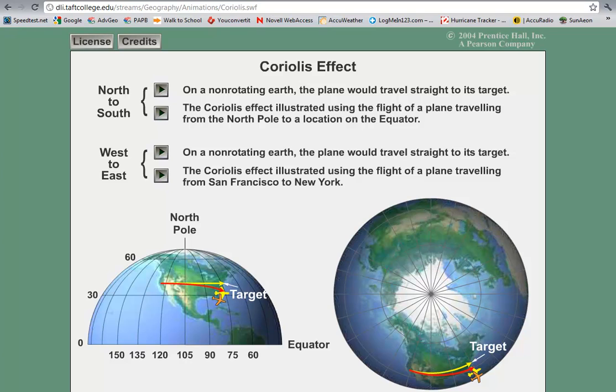Okay, that's the Coriolis effect in a nutshell: an apparent force caused by the Earth's rotation, a rotating object.